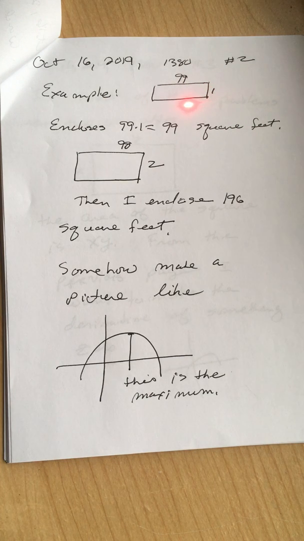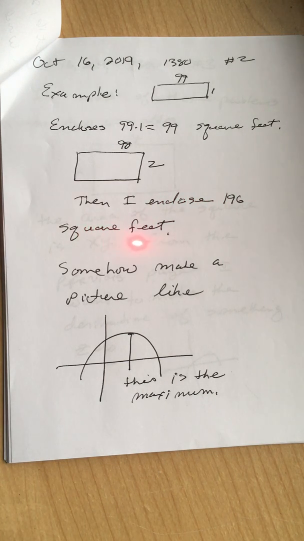So let's do a little experiment. We can start with 99 feet on one side and 1 foot on the other side. And then I enclose 99 times 1, 99 square feet. Does that seem right? Well, no, it really wouldn't seem right to anybody. And in fact, you can get 98 by 2 as the dimensions, and if I multiply 98 by 2, I get 196 square feet.